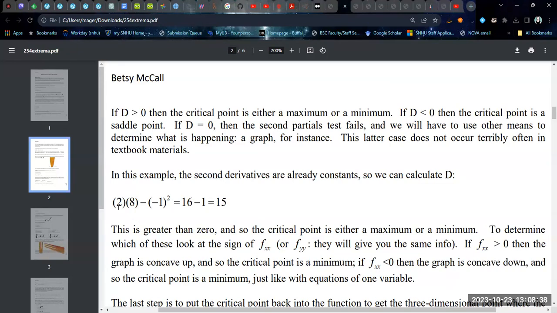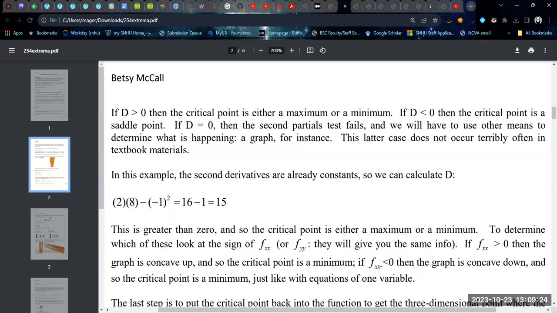In this scenario, the second derivative for x and second derivative for y will both have to be the same sign. They're either going to be both positive or both negative. And so often the textbooks will just say, we'll look at one of them. If it's greater than 0, the graph is going to be concave up, and therefore the critical point is a minimum. If they're both negative, then the graph is concave down, like an upside down parabola, and therefore you get a maximum.